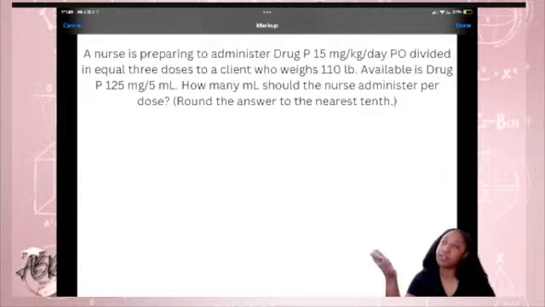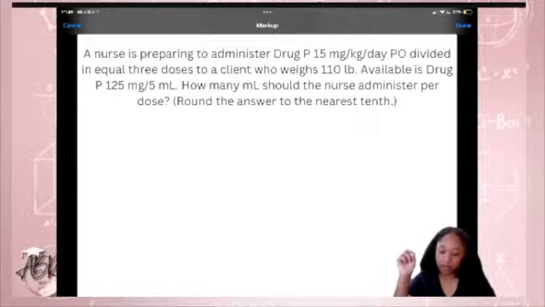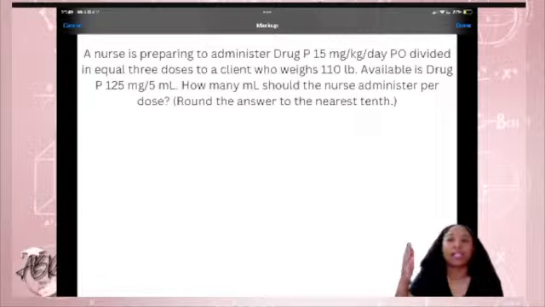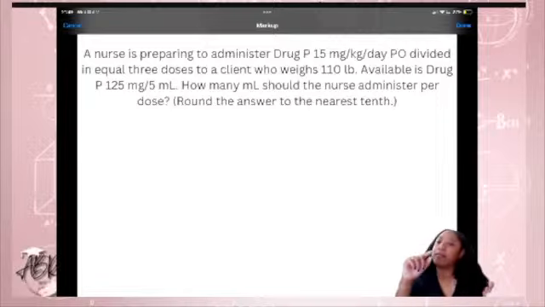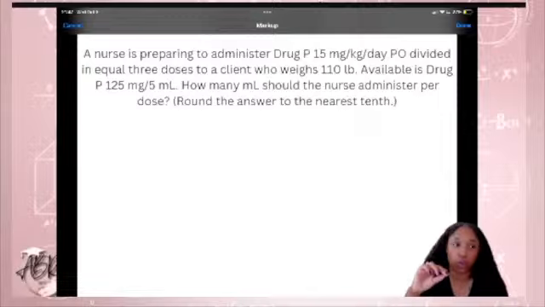The nurse is preparing to administer drug P, 15 milligrams per kilogram per day, by mouth, that's what PO is, divided into 3 equal doses to a client who weighs 110 pounds. Available is drug P, 125 milligrams per 5 milliliter. How many milliliters should the nurse administer per dose?